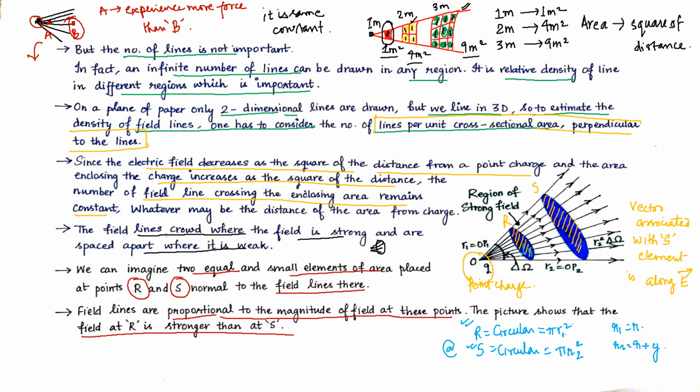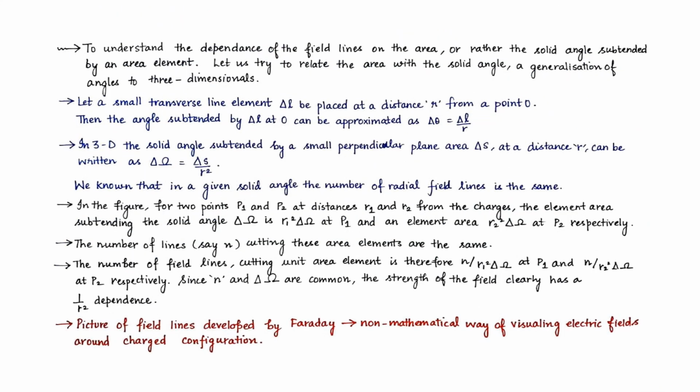As I explained, this is R, this is S, and from this diagram one can also conclude where the field line force will be more. At point R it will be more and it will be lesser at point S. To understand how the field lines depend on the area, or on the solid angle subtended by the area element, let's try to relate the area with the solid angle.